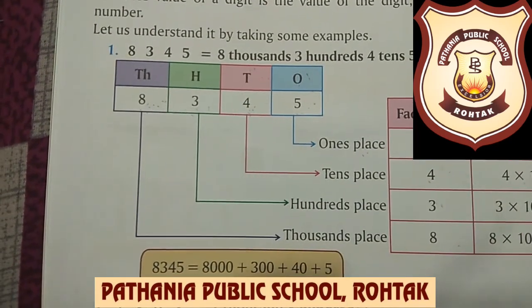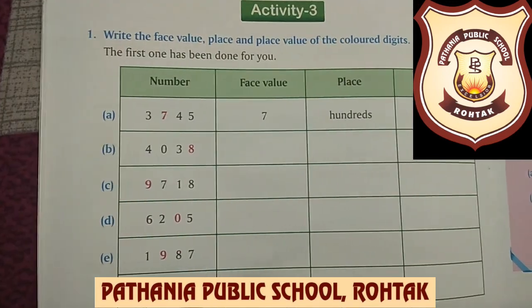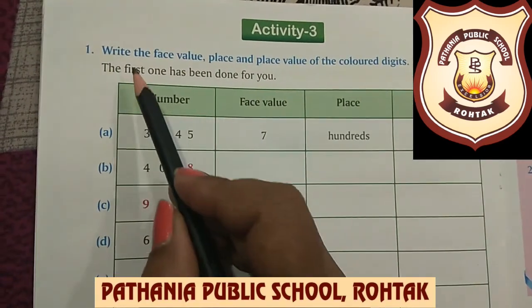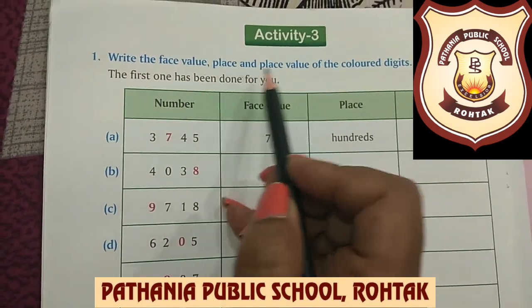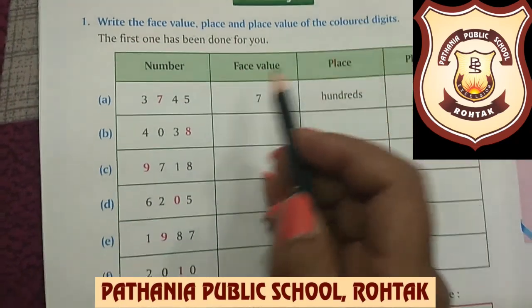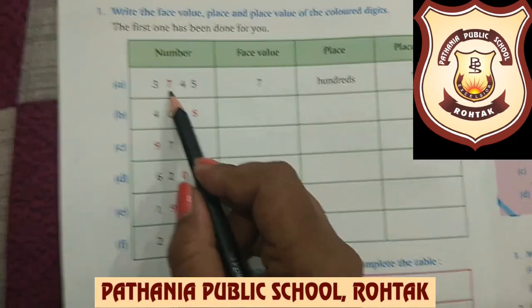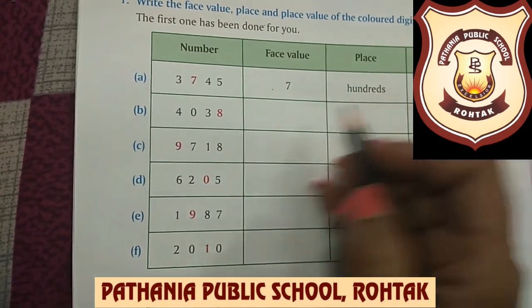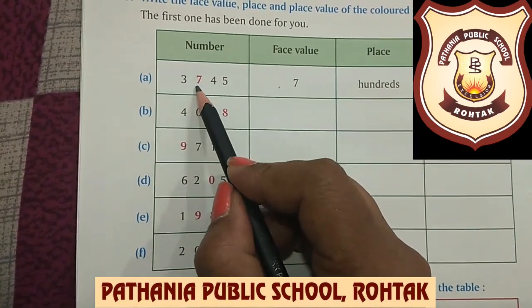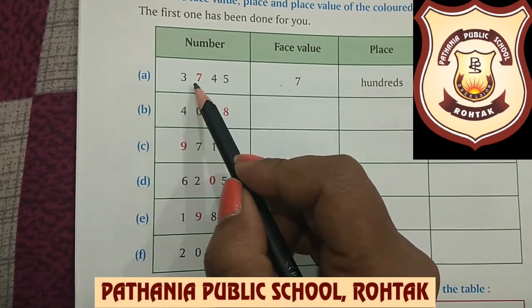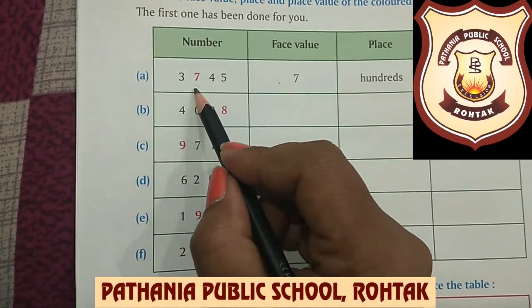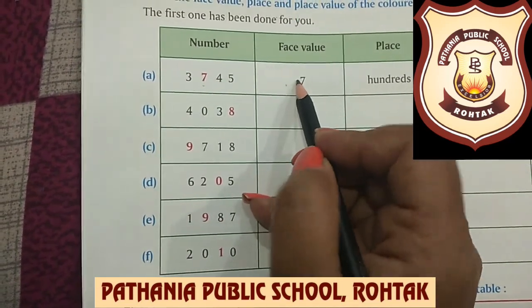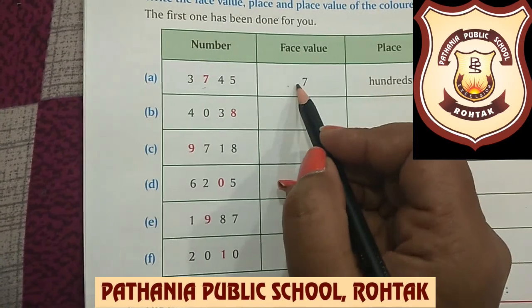Now let's do activity 3. Dear kids, this is our activity 3. The question is asking, write the face value, place and place value of the colored digits. The digit which is colored, we need to identify its face value, place and place value. Now see, 7 is colored here. I told you that for face value, we need to look at the face of the digit. Now the face of the digit is 7, so the face value will be 7 only.